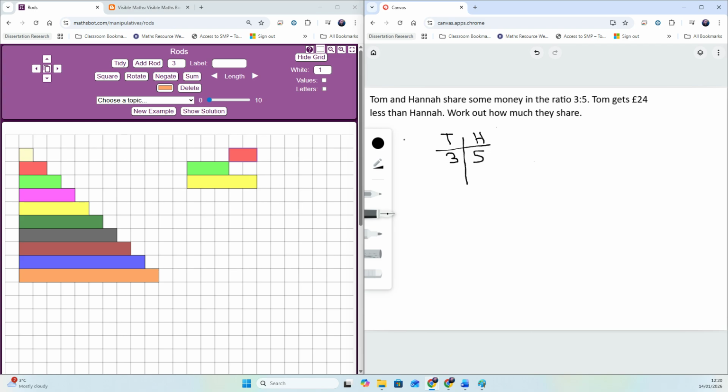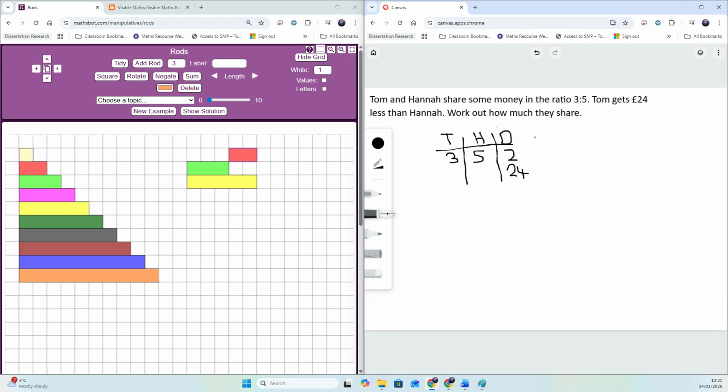But then that second sentence we said focused on the difference. So what I'm going to do here is I'm going to add a column to my ratio table which focuses on the difference between these two values. And as we've seen here, the difference, whether it's the gap or whether it's the rod, the difference here is 2. And it's that 2 that represents the £24.